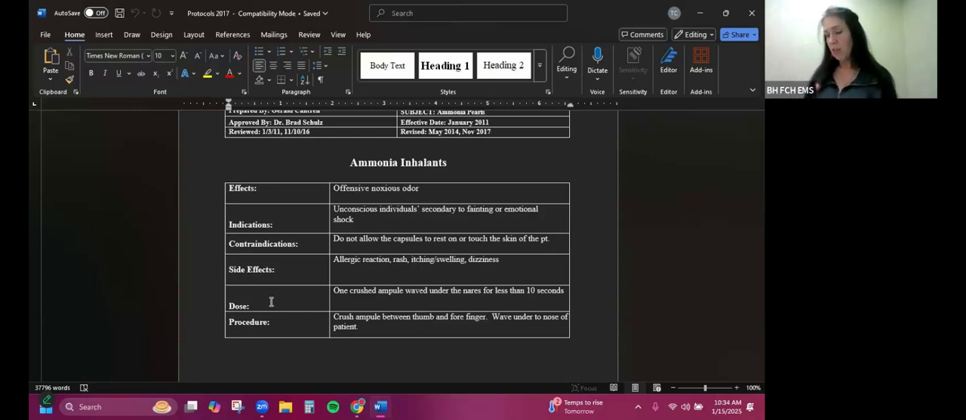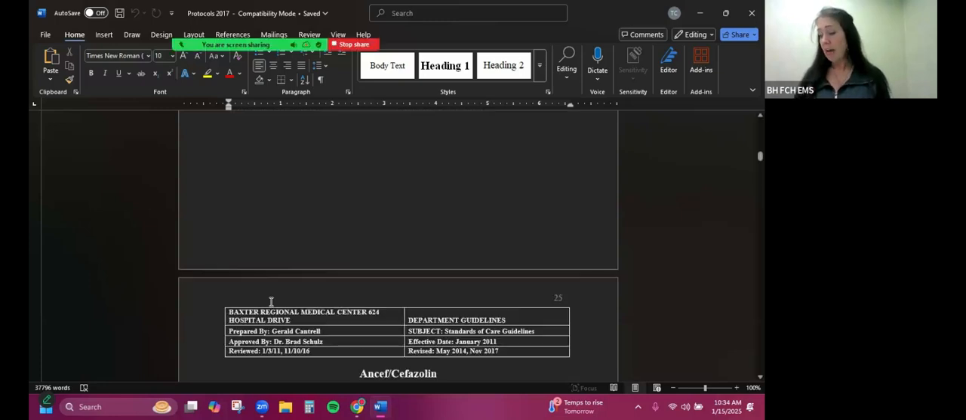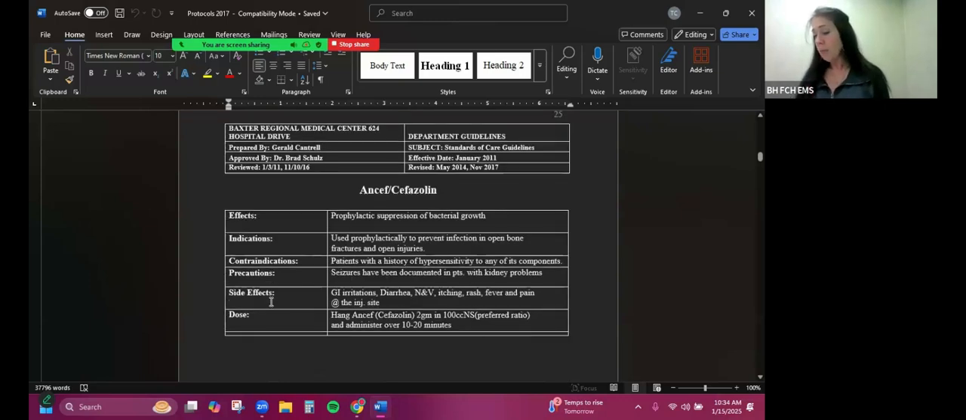Ancef is another drug we keep on our trucks now, and we will continue. Suppression of bacterial growth, used primarily to prevent infection in open bone fractures and open injuries. The contraindications for this are patients hypersensitive to any of its components. Your precautions will be seizures have been documented in patients with kidney problems that have been given Ancef. Your side effects could be GI irritation, diarrhea, nausea and vomiting, itching, rash, fever, and pain at the injection site.